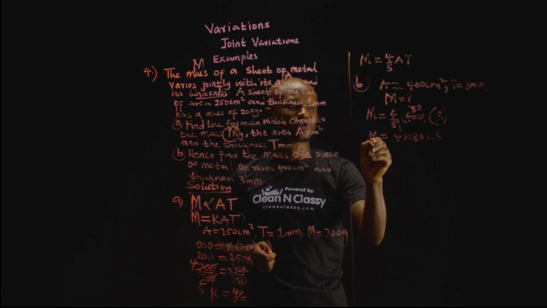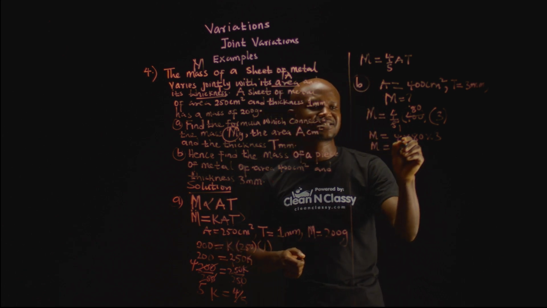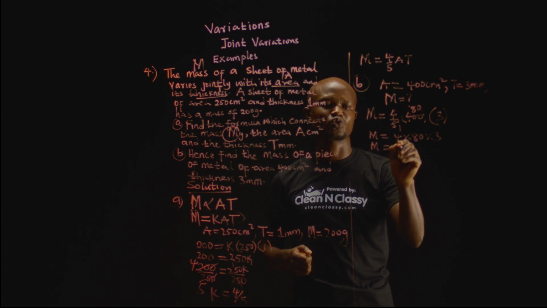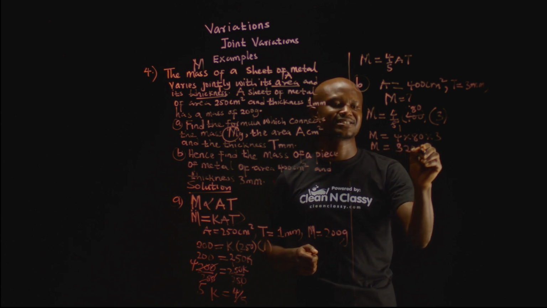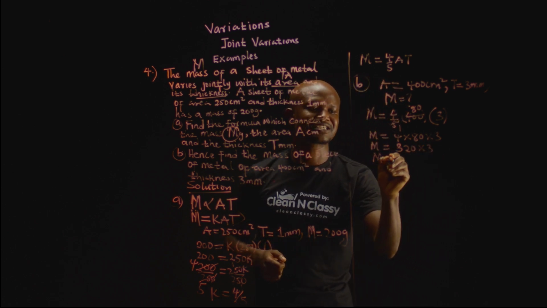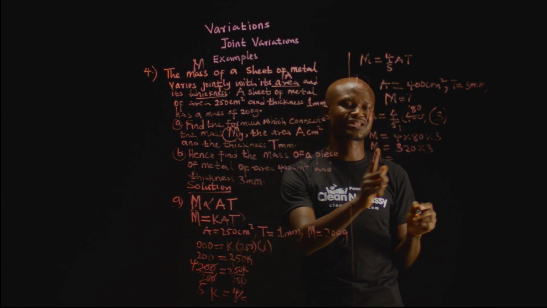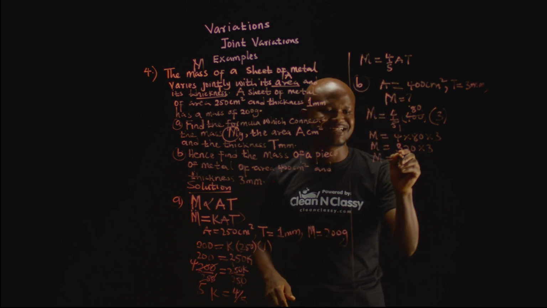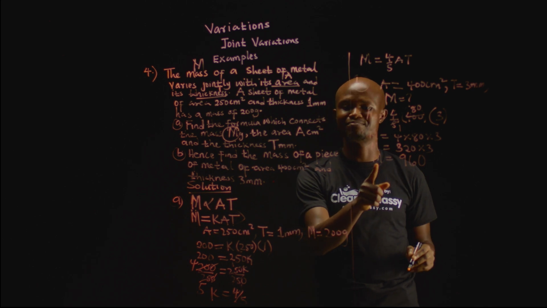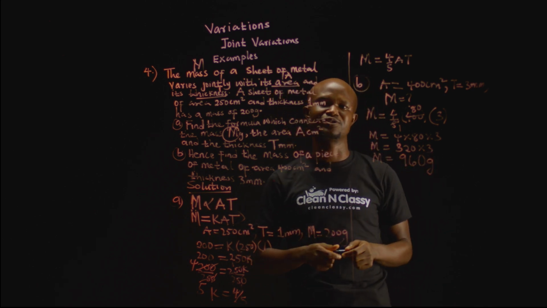What is 4 times 80? 8 times 4 is 32, so 4 times 80 gives 320, times 3. 32 times 3 gives 96, so 320 times 3 gives 960. Then, since we are looking at mass, it is 960 grams. That is the solution to the problem. Thank you.